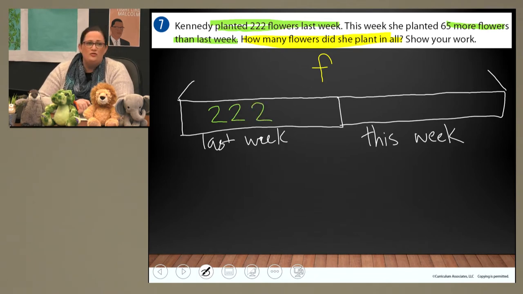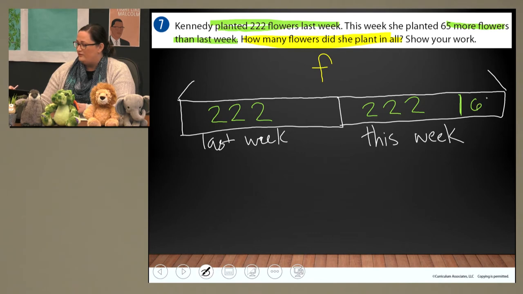Do I know the total for this week yet? No. It says 65 more flowers than last week. This is kind of like that Tiny problem, right? How many were last week? 222. And then 65 more. So I need to add another 65. Okay. What do you think the equation is going to be for this problem?